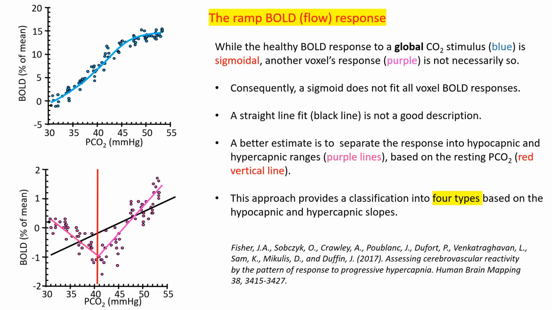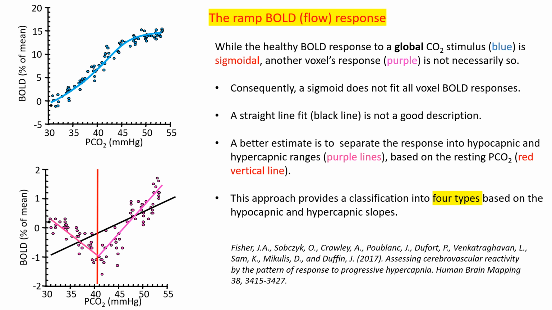While the healthy BOLD response to a global carbon dioxide stimulus in the top graph is sigmoidal, the blue line, another voxel's response in the lower graph, shown in purple, is not necessarily so. Consequently, a sigmoid does not fit all BOLD responses to carbon dioxide. A straight line fit, such as the black line in the lower graph, is not necessarily a good description.